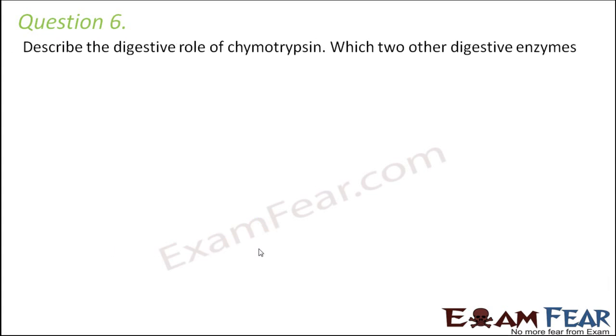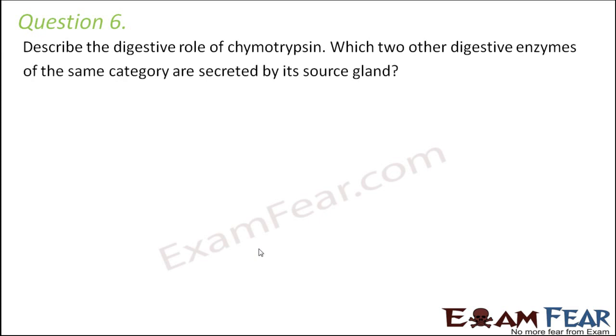The next question. Describe the digestive role of chymotrypsin. Which two other enzymes of the same category are secreted by its source gland? Now, first of all, chymotrypsin. Which is the source gland for chymotrypsin? It is secreted from the pancreas. So, chymotrypsin is present in the pancreatic juice. So, what is the role of chymotrypsin?